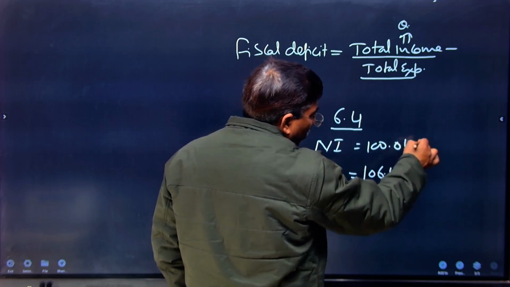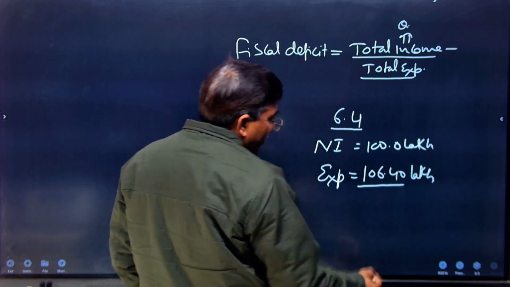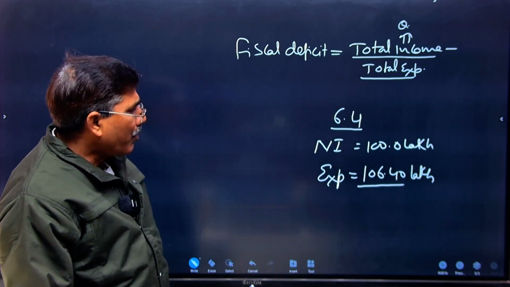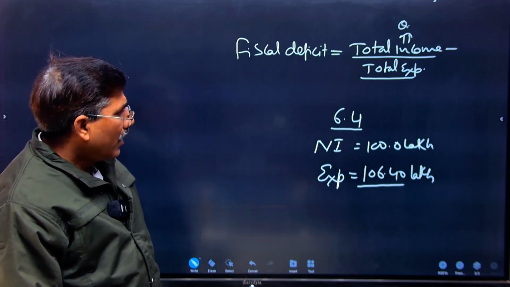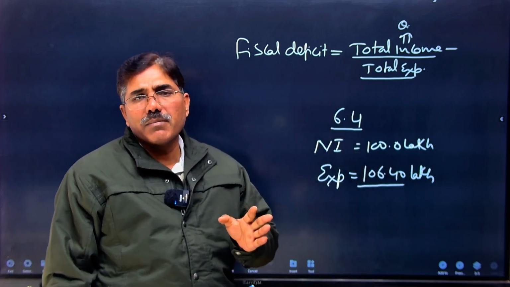Suppose this is in lakh crore. It means our expenditure is higher by 6.40 lakh crore, which is 6.4% of our GDP. This is the very simple meaning.